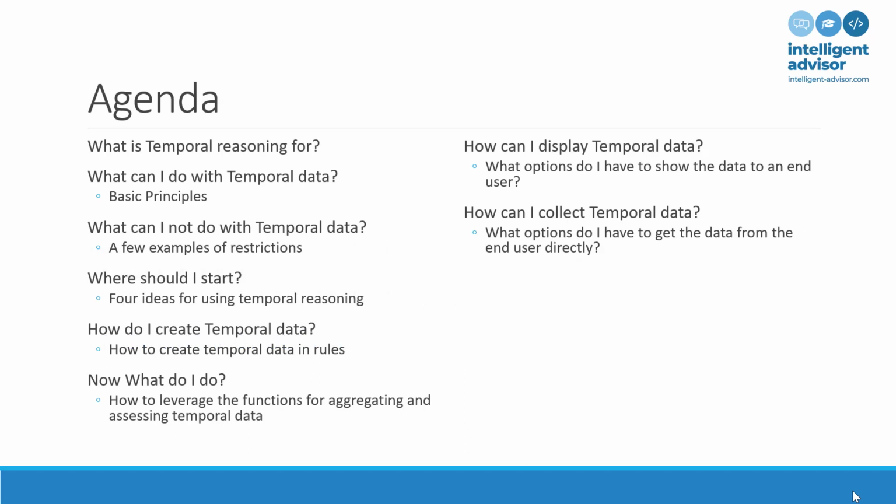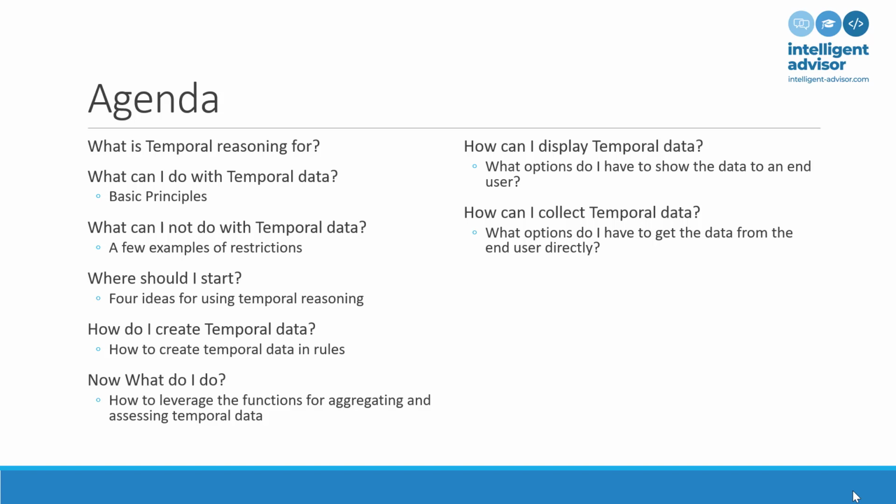So, let's look at the agenda. The agenda is really a series of steps. The first side is a lot of practical stuff, learning about what is it for, what can I do with it, what can I not do with it, how should I start when working with temporal reasoning, which is basically a set of examples which start really simple and get a little more complicated.